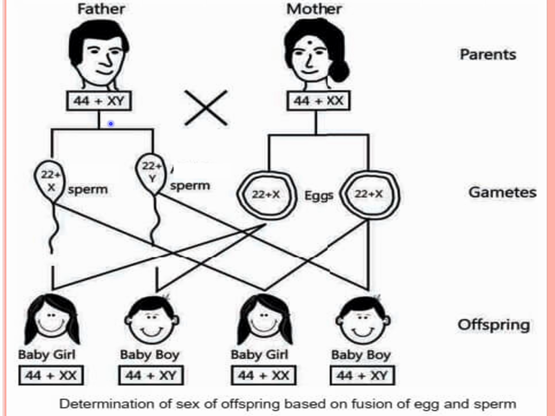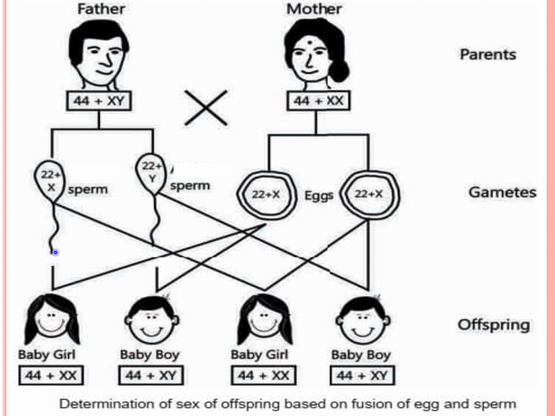The genotype of the father is 44 plus XY and the genotype of the mother is 44 plus XX. These are the parents. At the time of gamete formation, the father produces two types of sperms, half with 22 plus X chromosomes and half with 22 plus Y. So this is the genotype of sperms produced by human males, and the mother or female produces eggs with 22 plus X chromosomes.